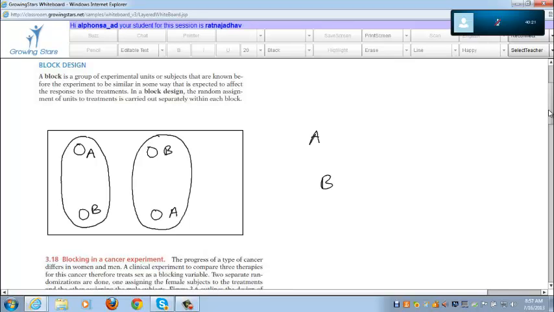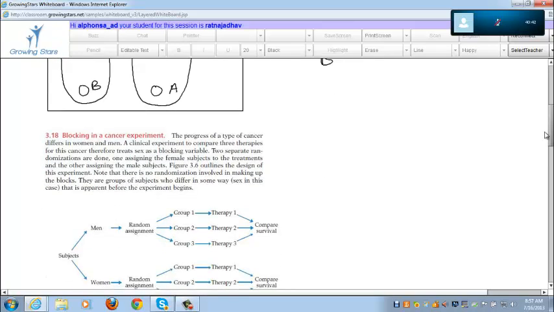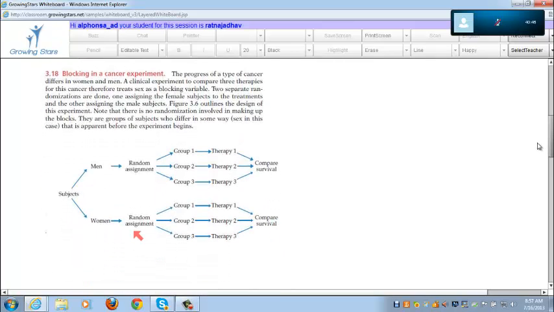So two groups and then randomly assign the treatments. All the three treatments are applied to both the groups, both the blocks. Then men are divided randomly into three groups. To each group, we randomly assign one of the treatments. And women are randomly divided into three groups. One treatment is applied randomly, and we compare the survival rate for women separately and for men separately. We won't compare the survival rates of men and women because they differ in the responses. This is another example of block design.